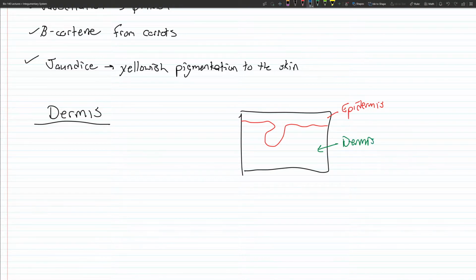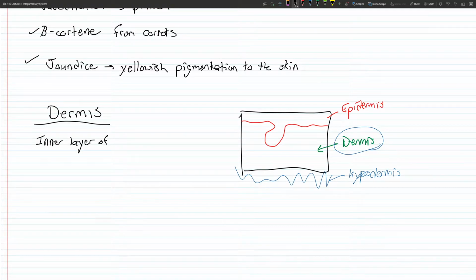And below this, hypodermis. We are interested in the dermis now. This is what we're talking about. Okay. So the dermis is the inner layer. It's the inner layer of the skin itself.